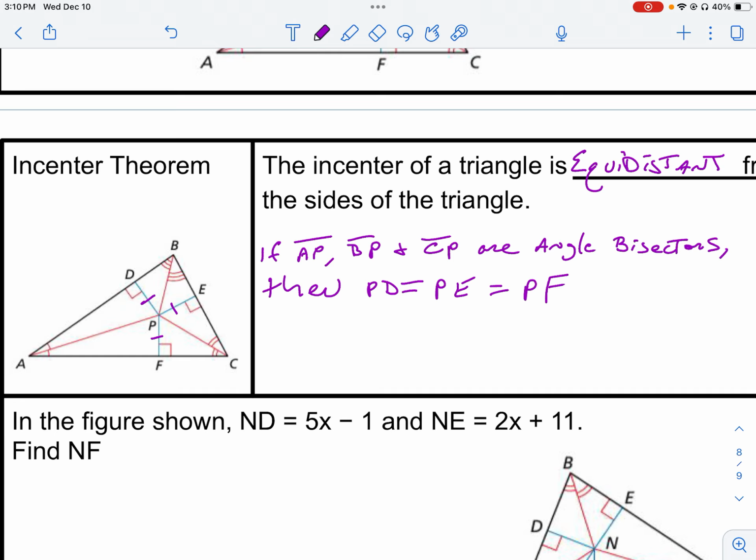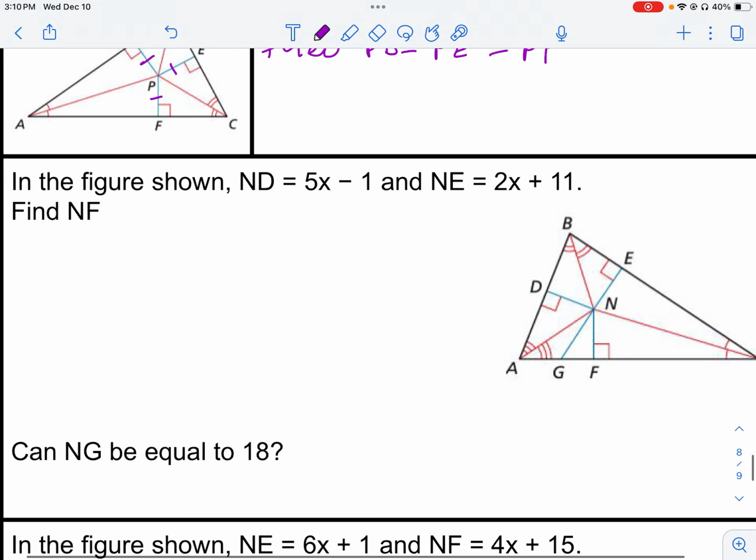So in the circumcenter, we start with perpendicular bisectors. So we start at the side, cut the sides in half, and end up equidistant to the vertices. With the incenter, we start with angle bisectors, go to the incenter, and we're equidistant to the sides. So how might we use that?